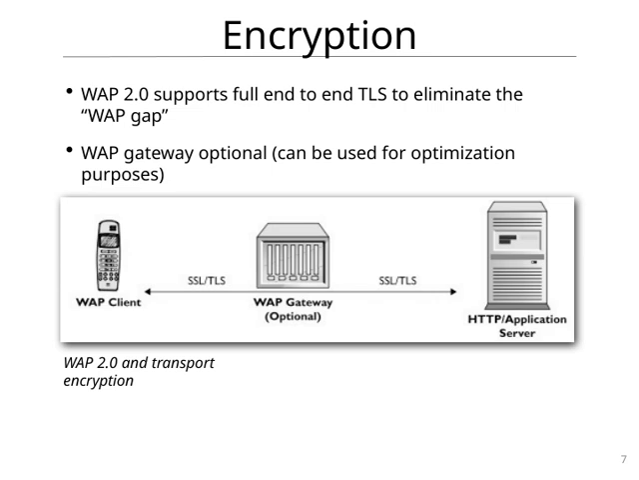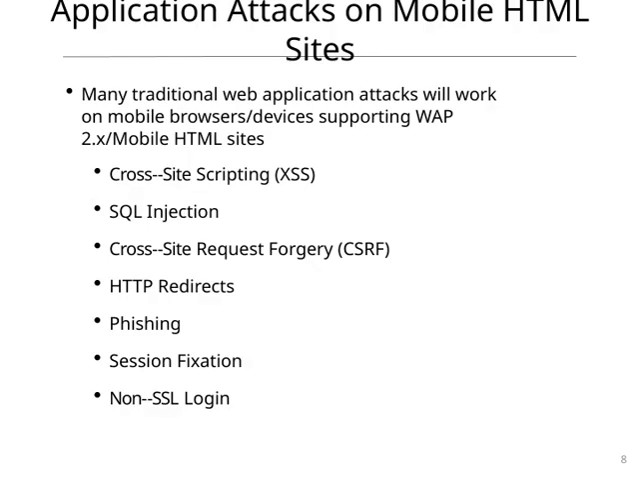Another important point is that WTLS, which was previously used for security in earlier versions, is no longer needed in WAP2. Instead, we rely on transport encryption through TLS, which is more robust and widely adopted. Overall, these changes mean that WAP2 offers much stronger security through transport encryption, making mobile data transmissions safer, more reliable, and more aligned with modern security standards. Now, let's talk about application attacks on mobile HTML sites.